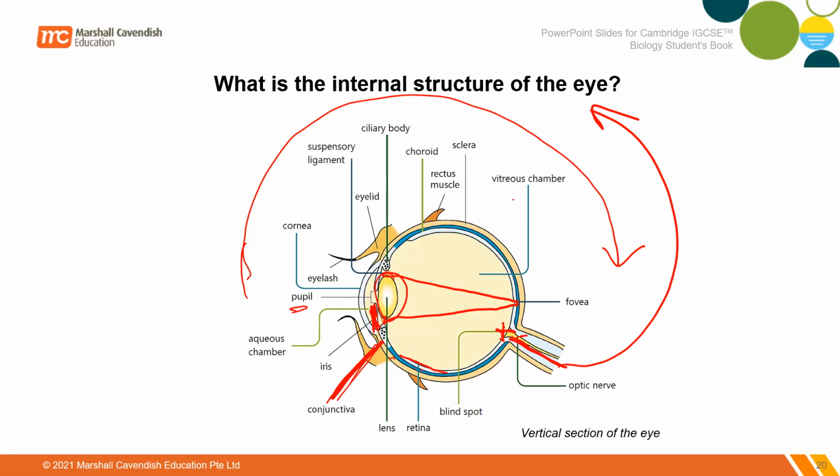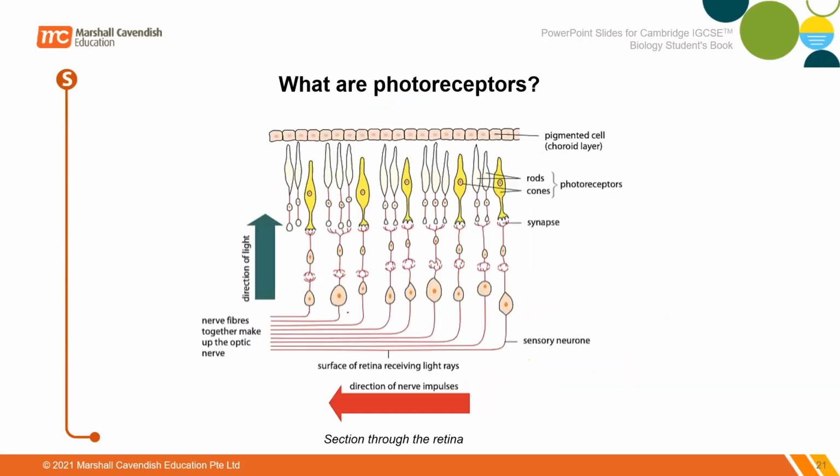We have vitreous humor, and we have the aqueous chamber, which from the name contains some fluids as well. This should be transparent, and it is for transmitting the light from the atmosphere through the eye structure and to keep the eye in a fixed position or fixed shape. There are some photoreceptors in the retina.